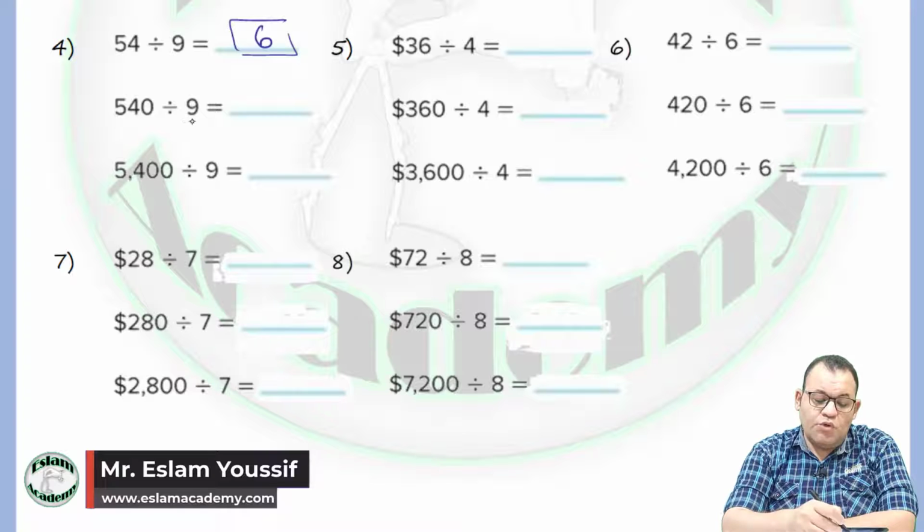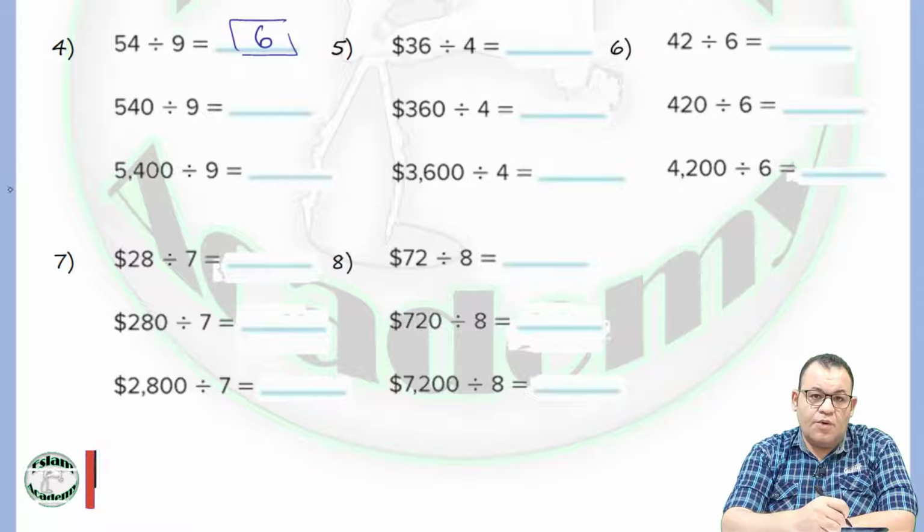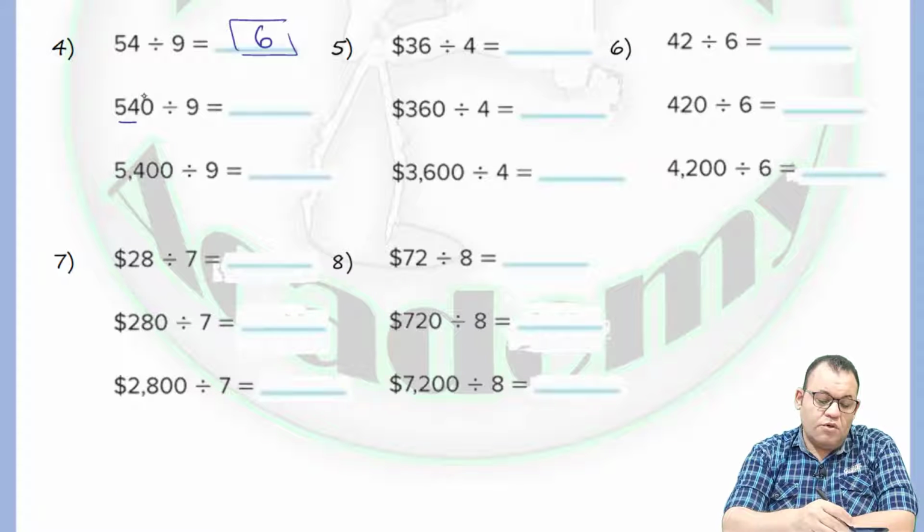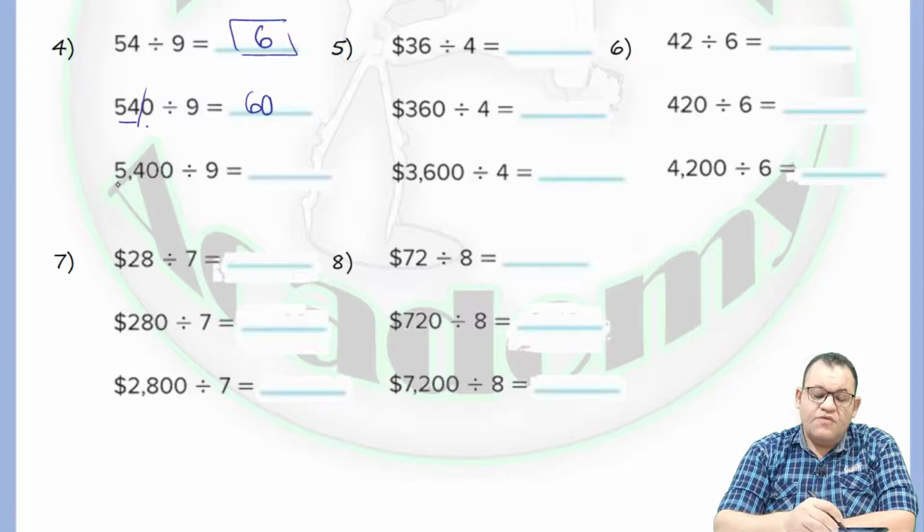Now 540 divided by 9. You will find that 5 is not divisible by 9. We can't divide 5 by 9, so I will take 54. We know that 54 divided by 9 equals 6. Because we have a 0, I'll put it in the quotient, which will be equal to 60.